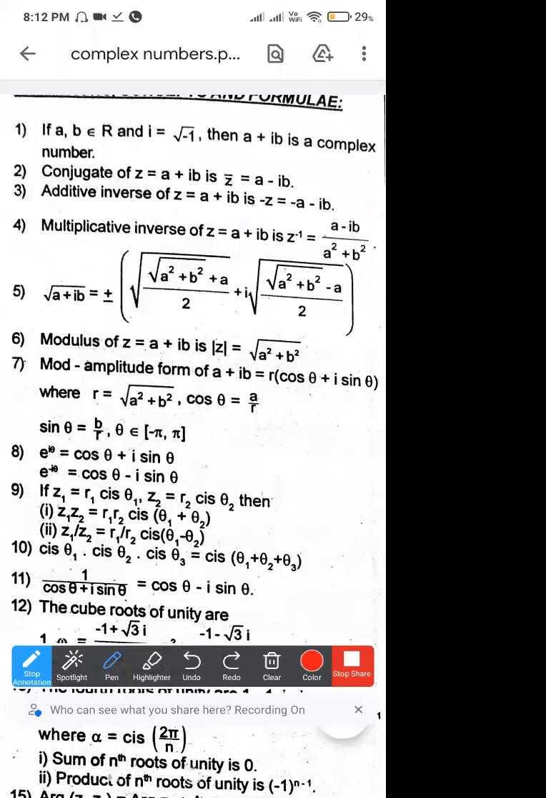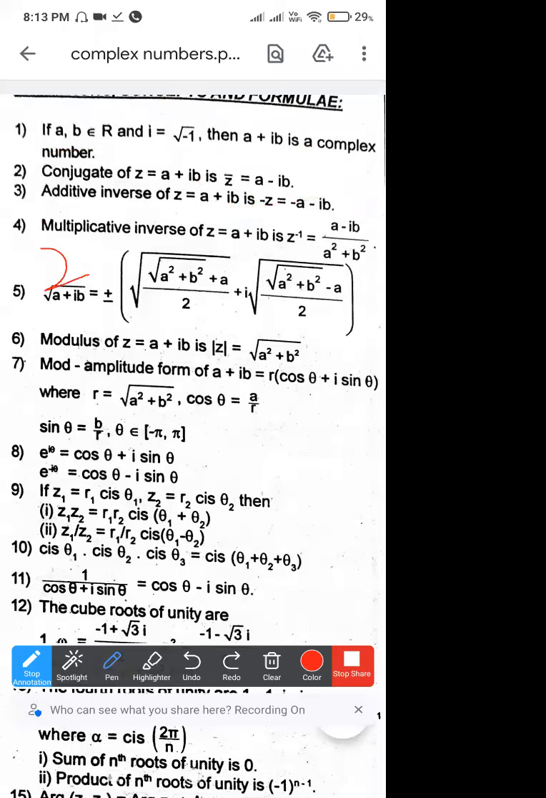So first we have learned i is equal to root of minus 1. Then z is equal to a plus ib is your complex number. Conjugate of z, z bar, is equal to a minus ib.